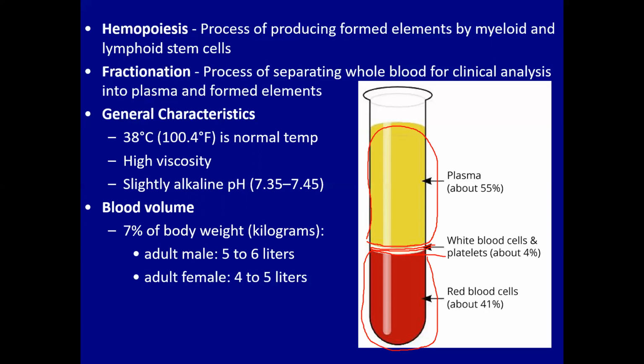So blood is warmer than your normal body temperature. It's about 100.4 degrees Fahrenheit. It's viscous, so it's thick, and it is alkaline. The pH is in the 7.35 to 7.45 range, just slightly alkaline. It is 7% of your body weight.